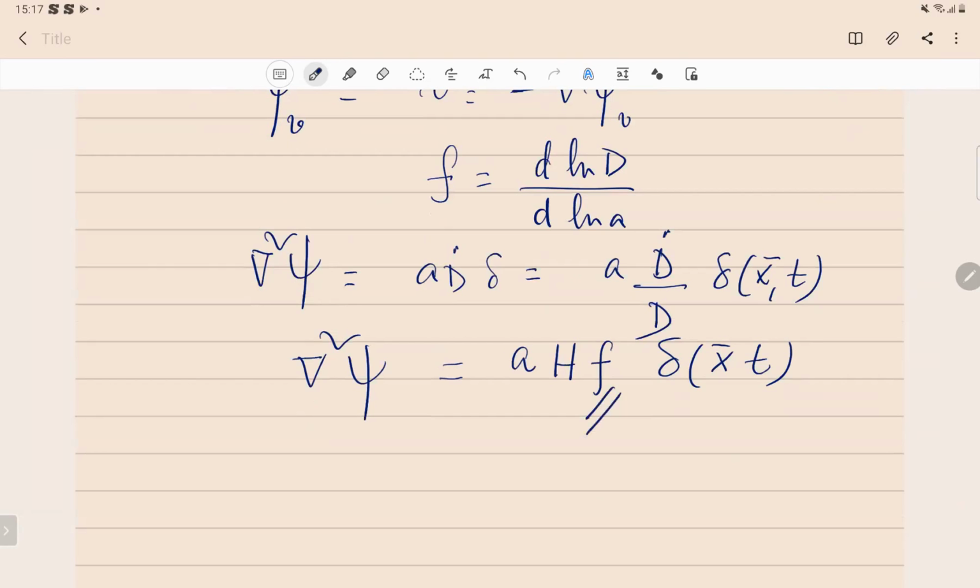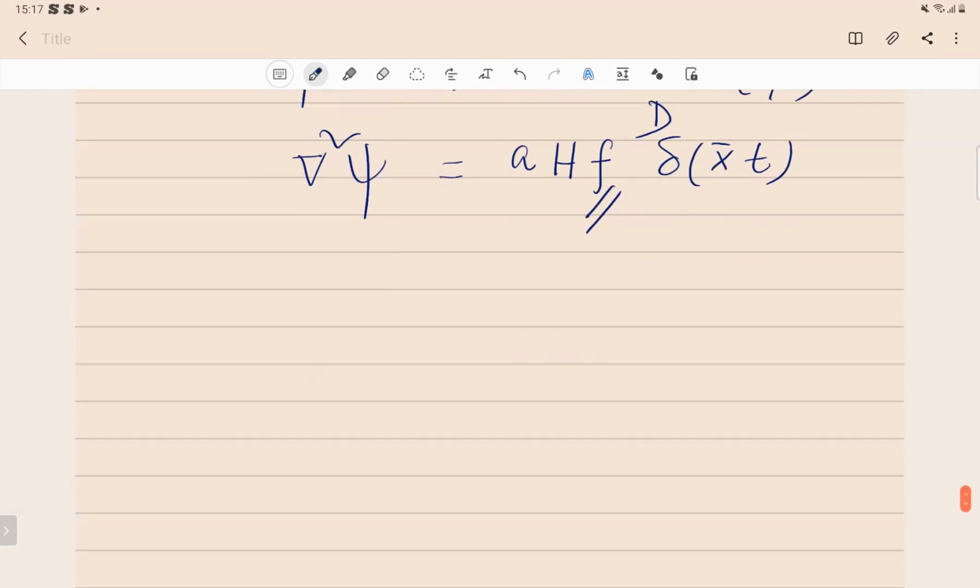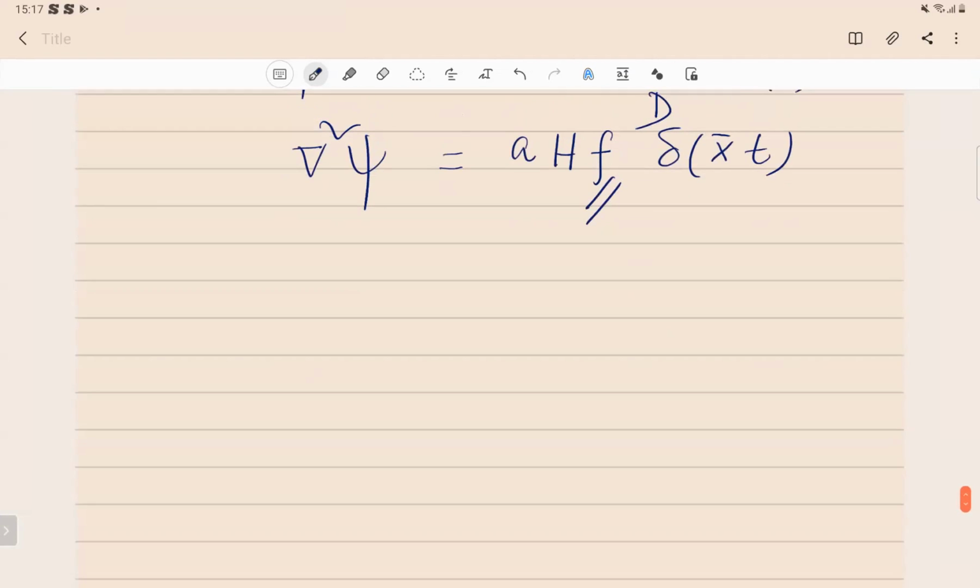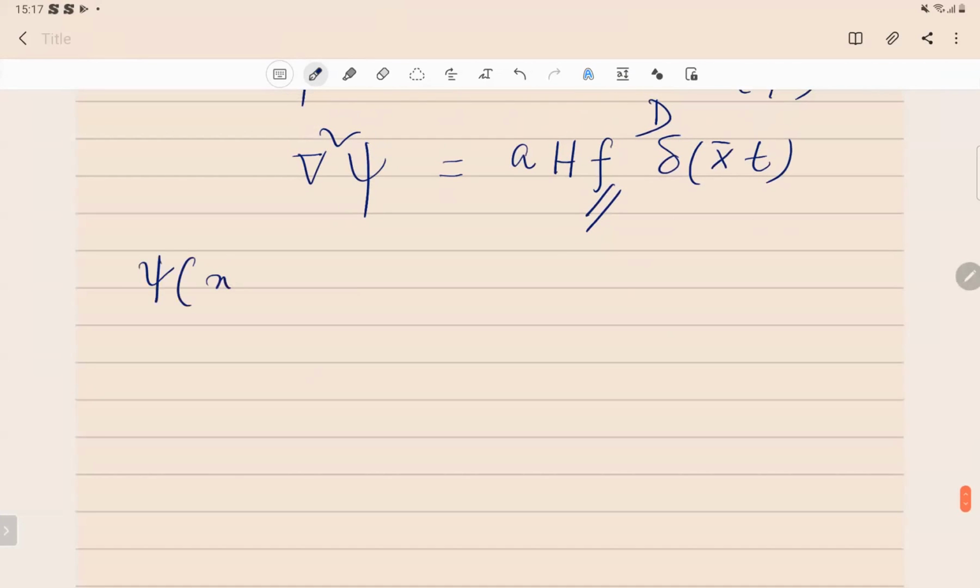And F is this logarithmic growth rate. And you can now actually write a solution, at least a formal solution. So you can write this psi x of t. And this is just now Poisson equation.